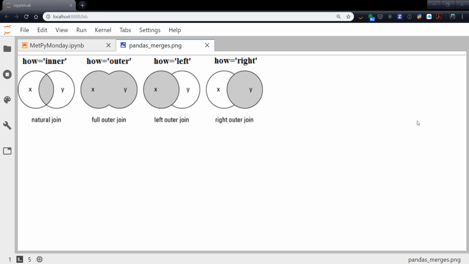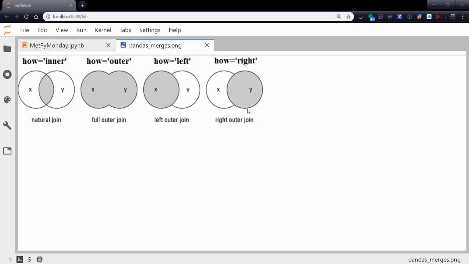So if we have an inner or a natural join or merge, it's only going to have data that is in both of them, shown by this shaded area. So data that's in X that matches with corresponding data in Y will be merged and returned. Outer has everything, and as you'll see, Pandas will fill in the rest with NaNs. Left has everything that's in the left side of our merge or join, in this case X, plus what overlaps with Y, and right has everything in Y plus what overlaps with X.